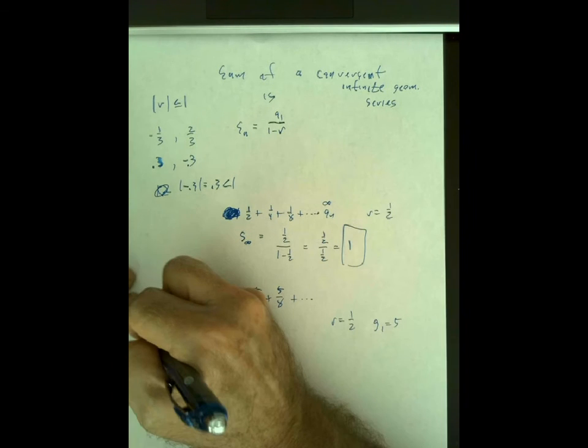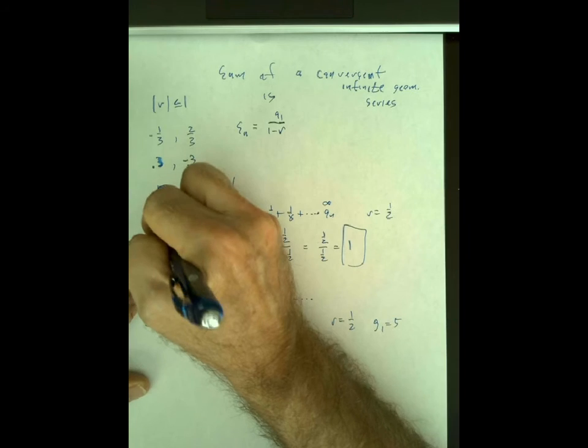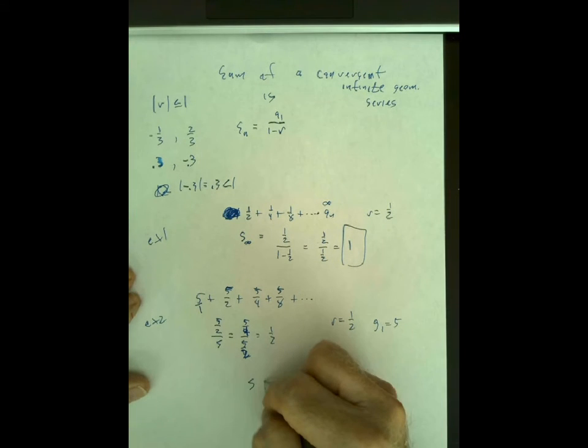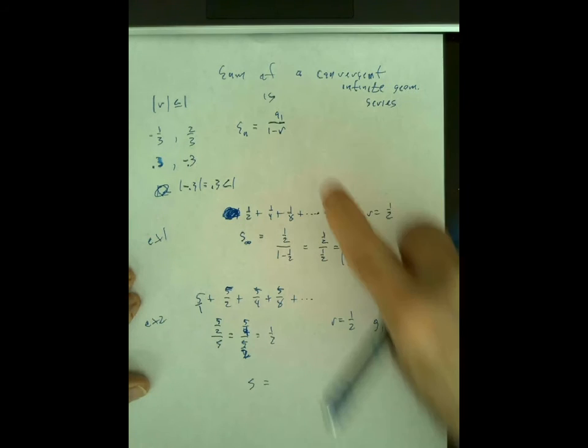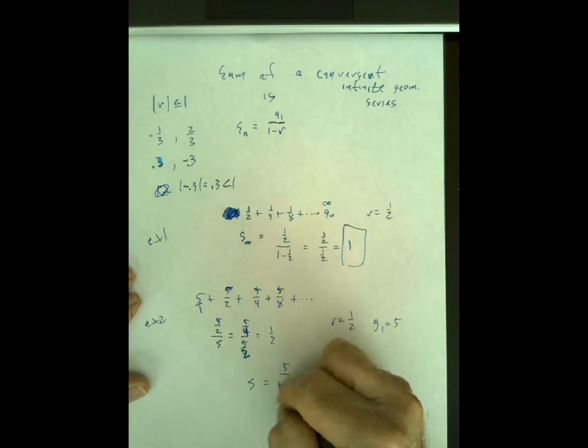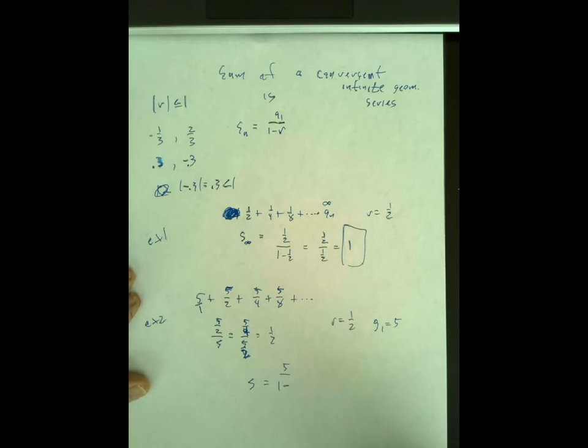This is example 2, by the way. So the sum is, using our formula up here, 5 divided by 1 minus 1/2.